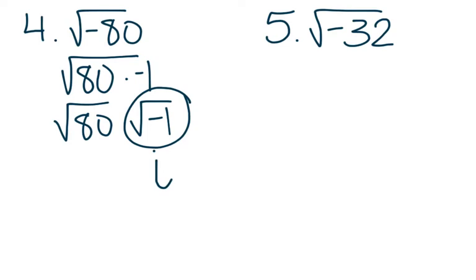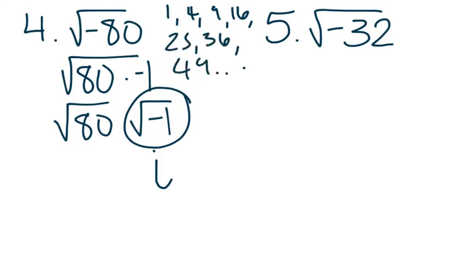So remember, if it's not a perfect square, we want to find the biggest perfect square it's divisible by. And if you need to write out the perfect squares, you can: 1, 4, 9, 16, 25, 36, 49, and so on. The biggest perfect square that 80 is divisible by is 16 and 5.